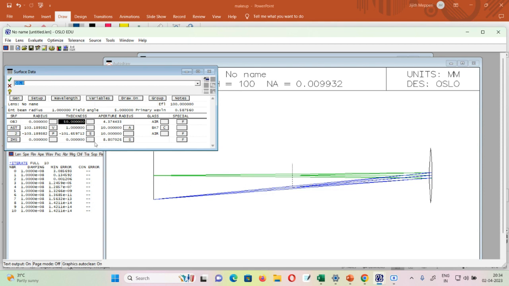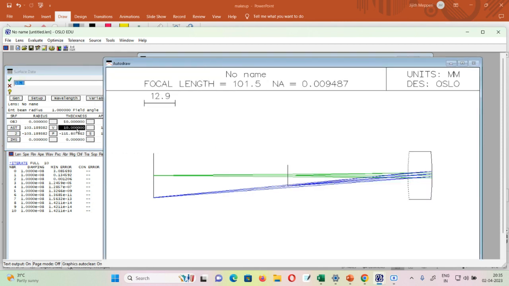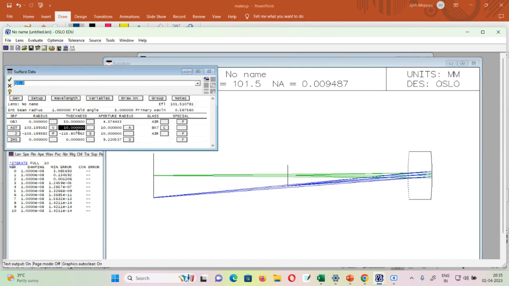Here you see that all these things we have done with the thickness of the lens as 1 mm, so we consider it a thin lens. Now I am going to increase the thickness of my lens from 1 mm to some 10 mm. You can see that whenever the thickness of my lens increases, the effective focal length also increases.